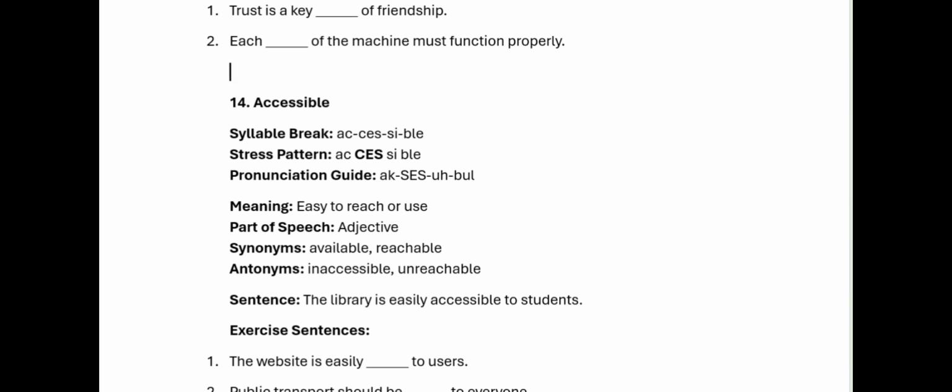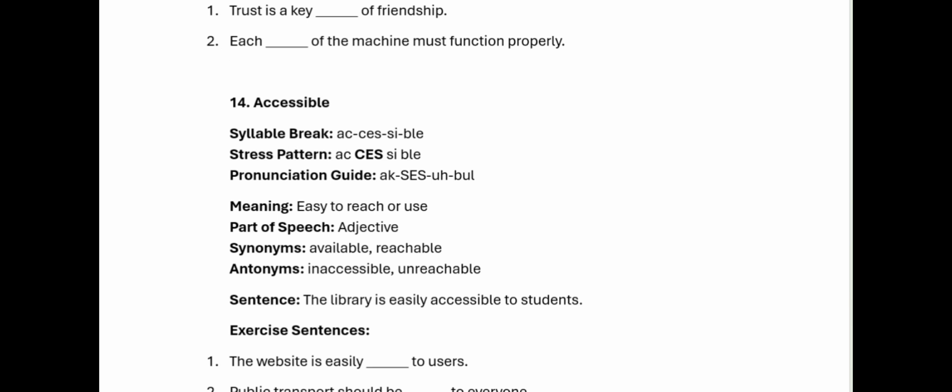Accessible. The meaning of the word is easy to reach or use. If you can approach either a person or an activity very easily, then it is accessible. It is an adjective. The adjective suffixes are IBLE or ABLE. Earlier we discussed the prefixes like in and dis. Now here the suffixes are IBLE or ABLE. Both make a word an adjective. Synonyms are available and reachable. Now see, we have the suffix able in available and reachable.